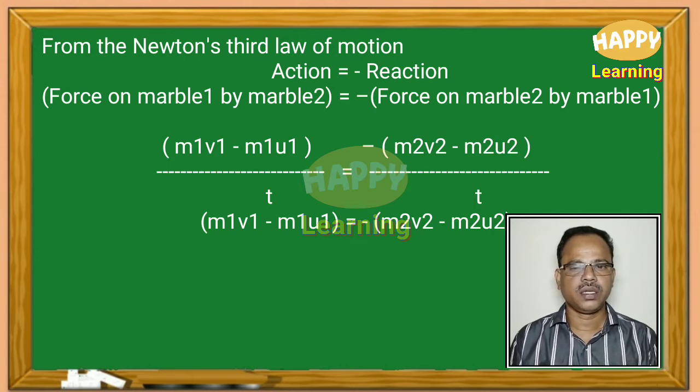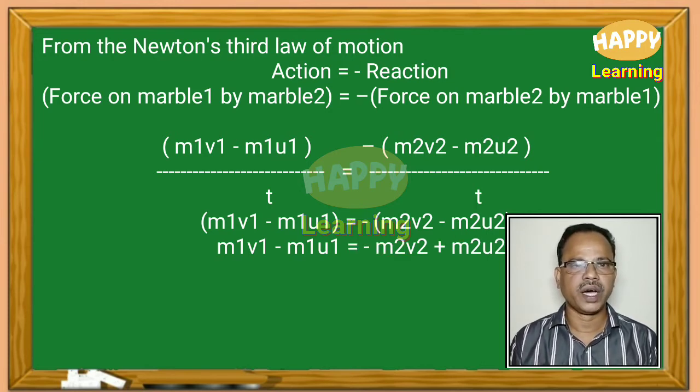So let us multiply with the negative sign on the RHS side. You get the total equation as m1v1 minus m1u1 is equal to minus m2v2 plus m2u2. We multiplied with the negative sign to the two terms in the bracket.